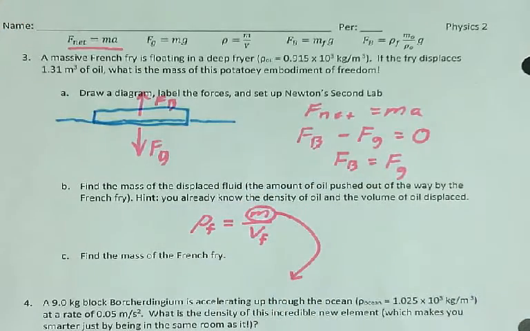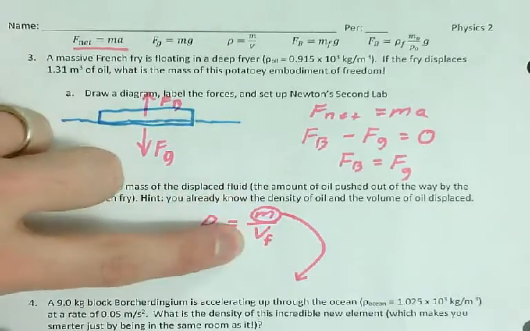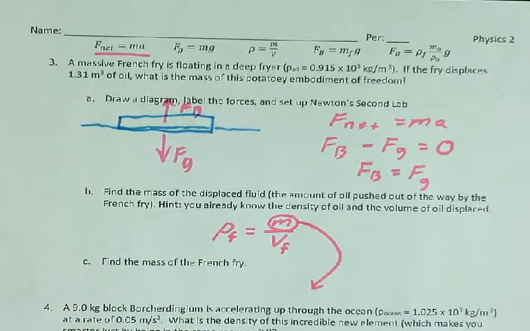Because if an object floats, the masses are always equal. Always. If the object floats, the masses and the volumes are equal. 100% of the time, every time.